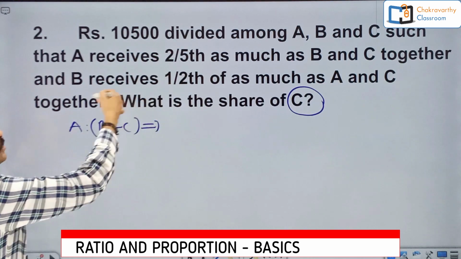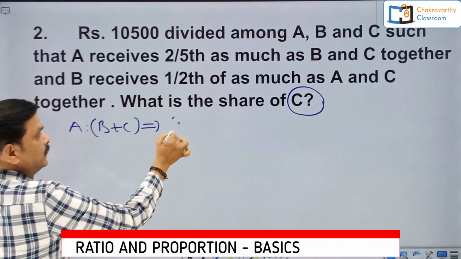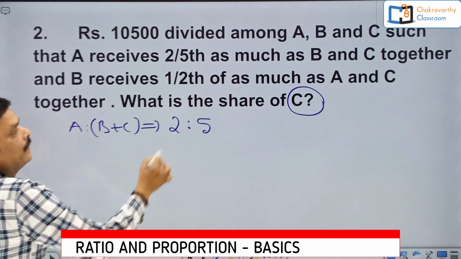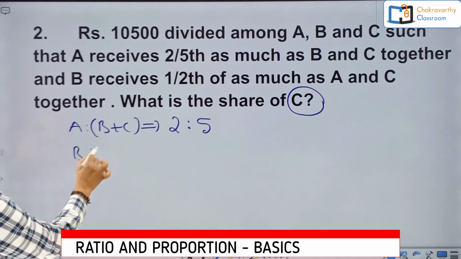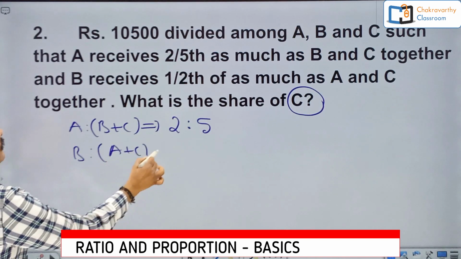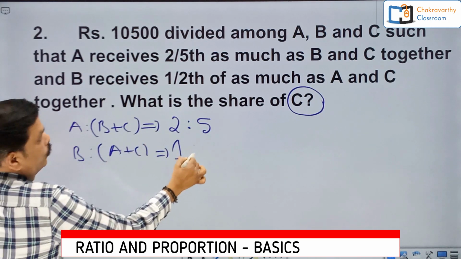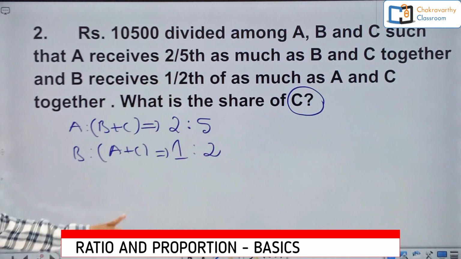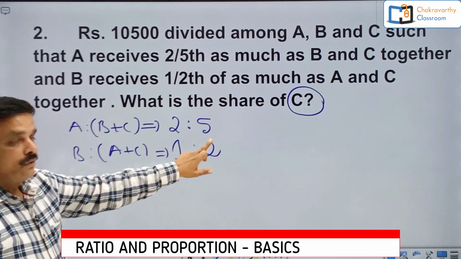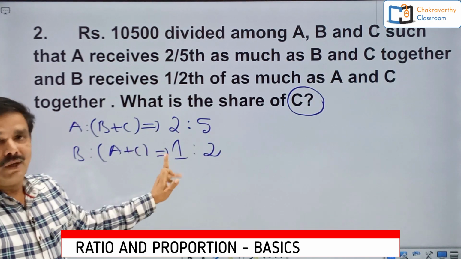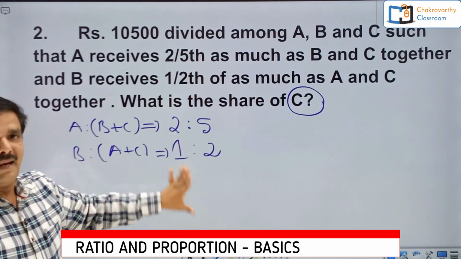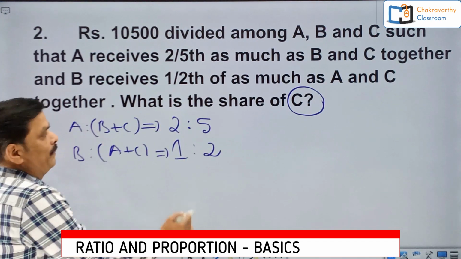What is this one? 2 by 5th as much as B and C means this is 2 is to 5. Next one is B and A plus C, which is 1 is to 2. Now here you see 5 plus 2, 7. 2 plus 1, 3. No, both are not balanced. Try to balance it. How to balance this one?